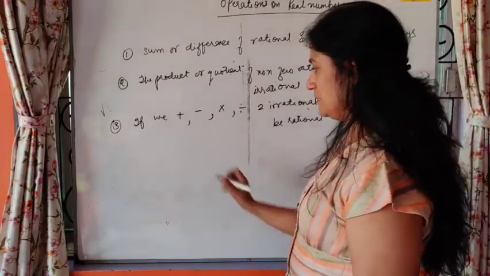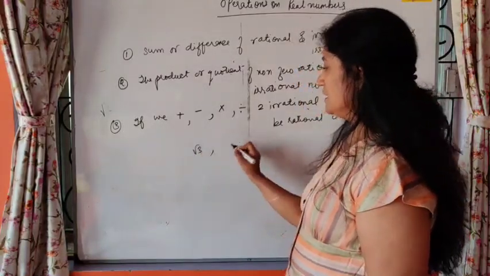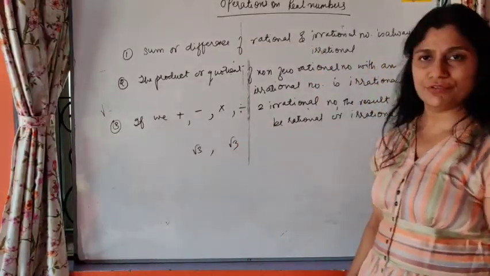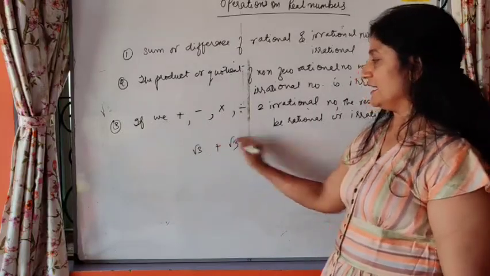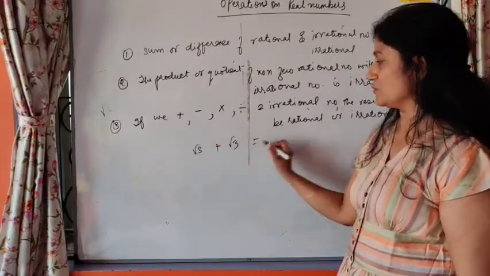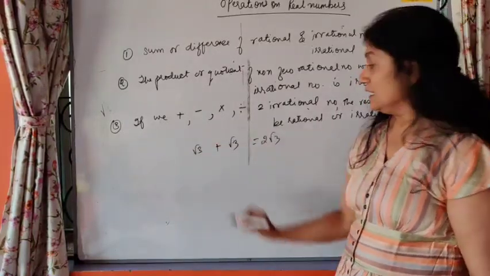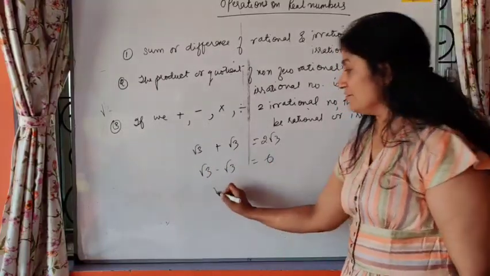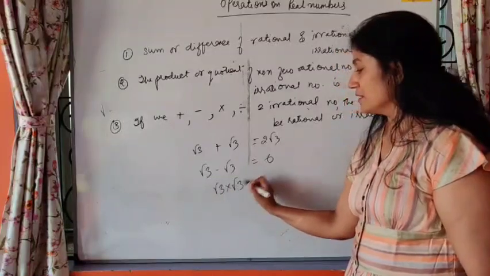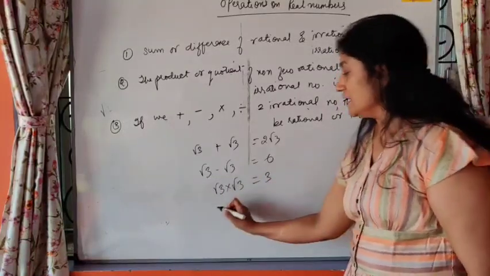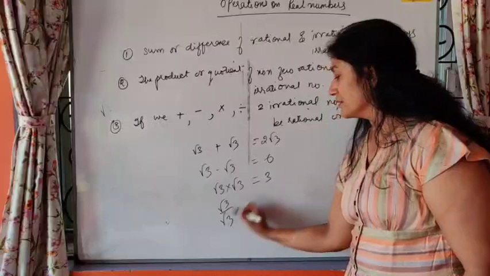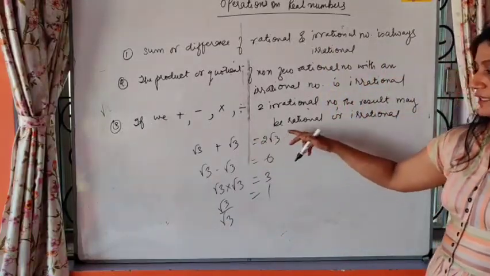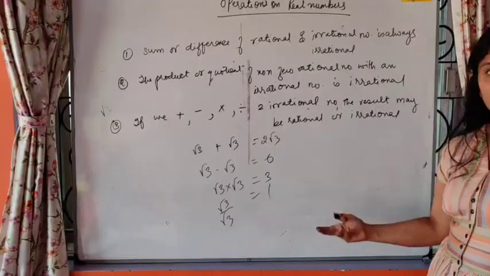Take any two irrational numbers. I take root 3 and root 3. See, if I add it, I get 1 root 3 plus 1 root 3 is 2 root 3. If I subtract it, I get 0. If I multiply it, I get root 9, that is 3. If I divide, I get 1. So I got irrational, rational, both kinds of numbers.